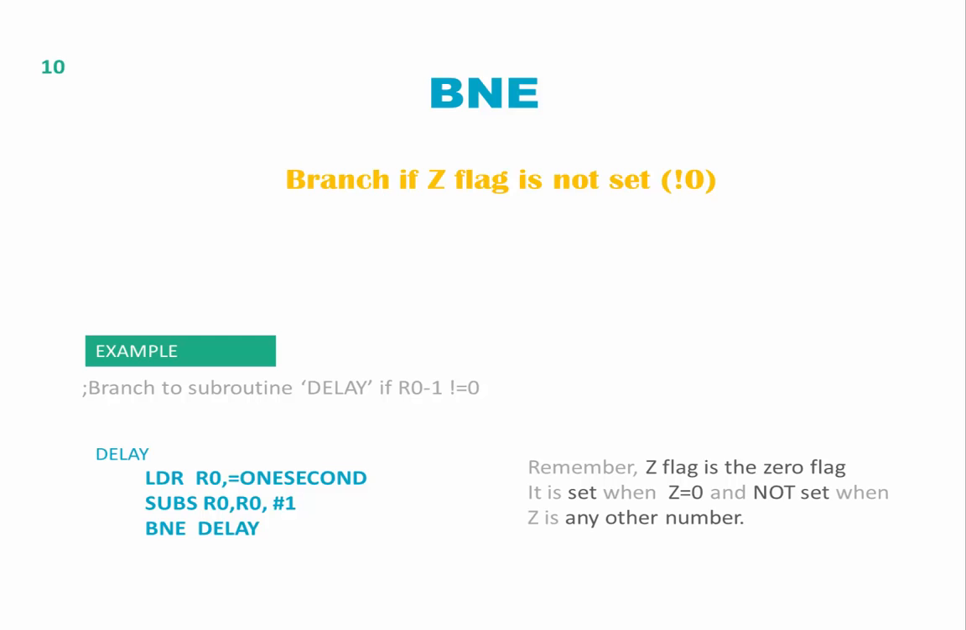Remember, Z flag is the zero flag. It is set when the result equals 0 and not set when the result is any other number. So when we keep subtracting, it would continue doing it until the result equals 0. That's elegant. Let's see opcode number 11. We have the SUBS. We just looked at it. Subtract and set flag in APSR.